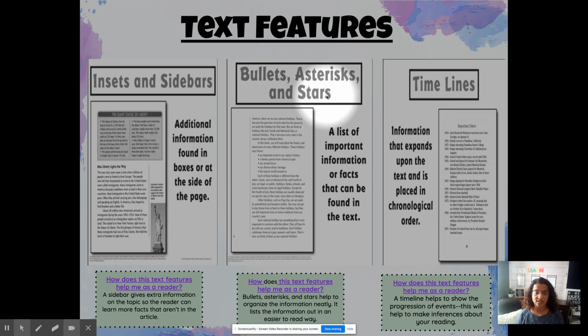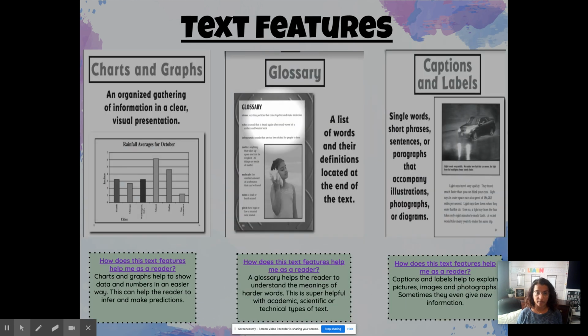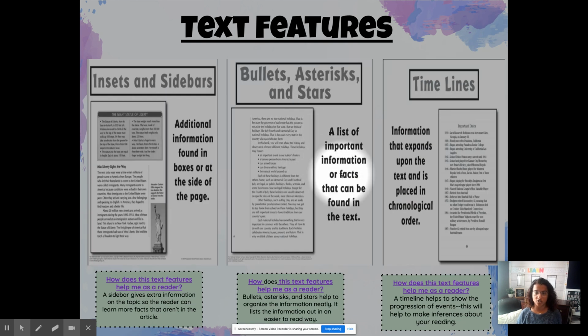I love bullets, asterisks, and stars because they help me to organize information. Right here, instead of writing it all in complete sentences, they just bulleted the ideas. These holidays may honor, and then they tell us what they would honor. So those bullets really help, and it's nice to even take notes like that. When you're doing your notes, please use bullets or asterisks or even a star, because it's going to help you organize your information.